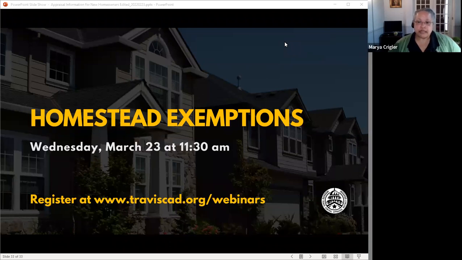A homestead question: if we build a deck or a shed to our home, is the assessed value still capped at 10% or reset to the full market value, or do we just have an adjustment?